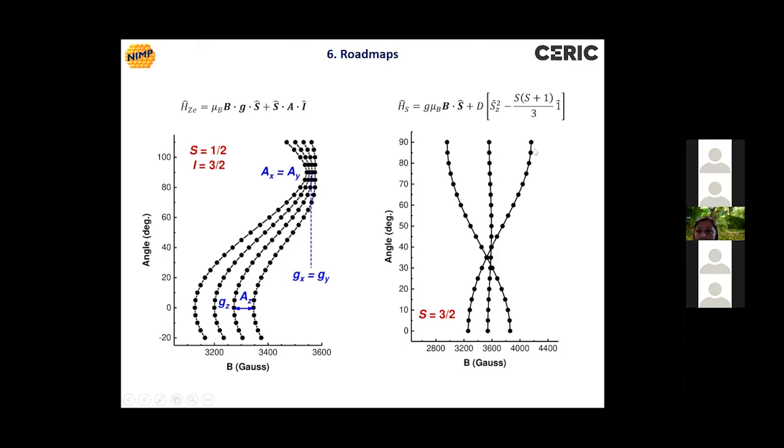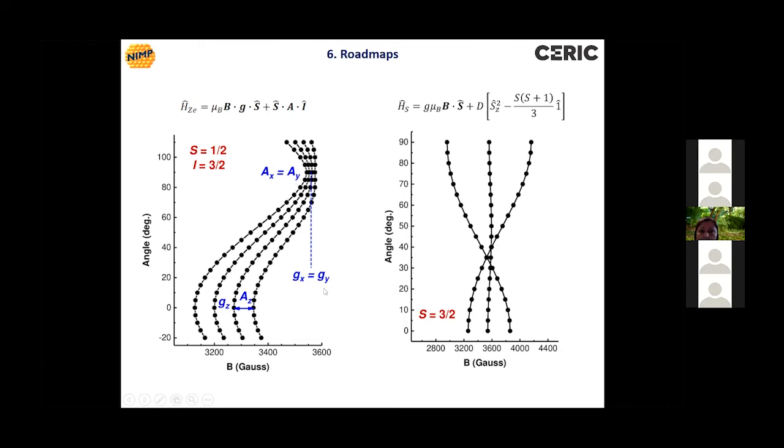But the idea is that for the zero field splitting, where you have only the selection rules for MS plus minus, the variation in MS plus minus 1, the 3 lines evolve differently, so they intersect close to an angle which is called the magic angle of about 54 degrees from the parallel direction.